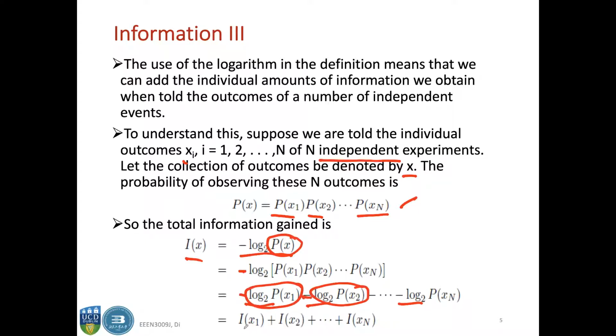So this is I of x1, this is I of x2, and so on. So basically the total information is the sum of all the individual information of the different individual outcomes. Okay, so the logarithm definition is consistent with this intuitive fact that the total information should be the sum of the individual informations.